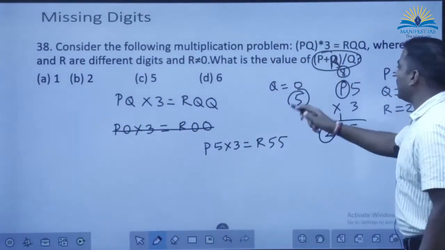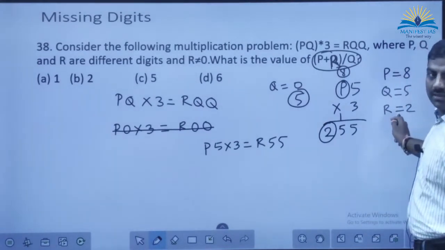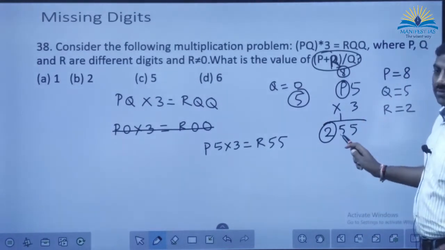Find the value of P plus R by Q. P plus R is 10, divided by 5.